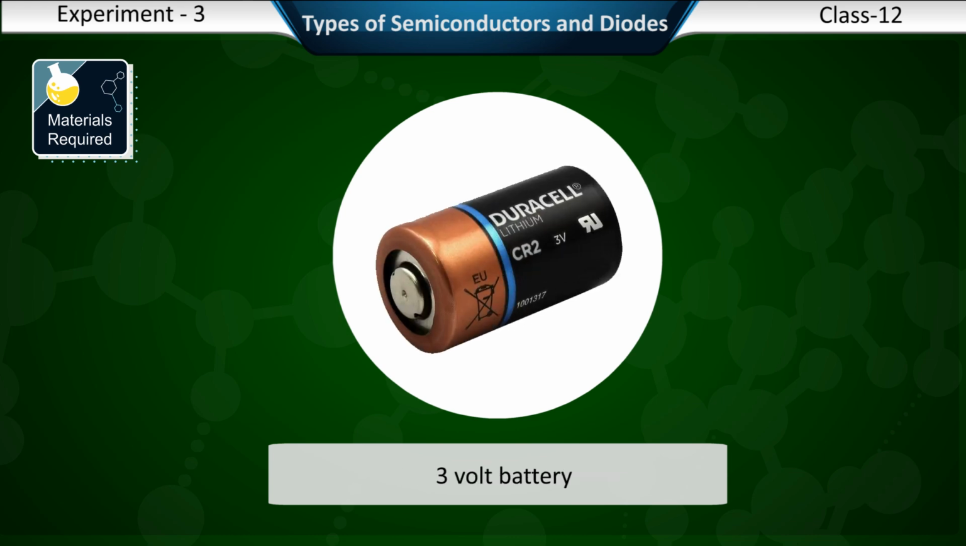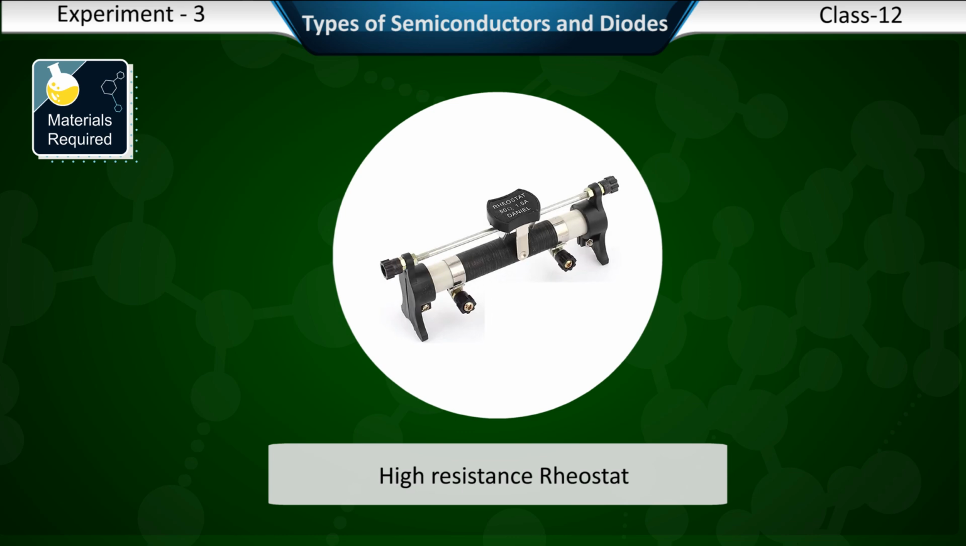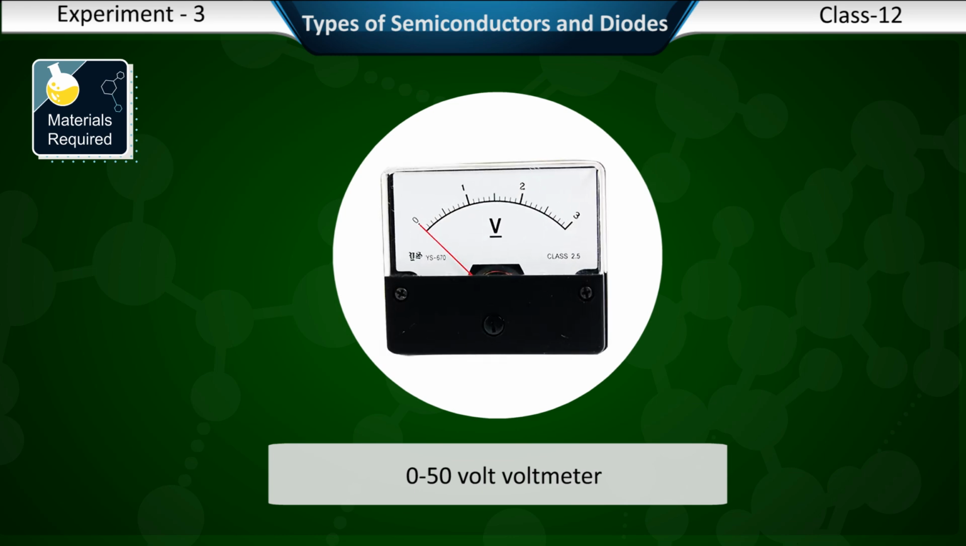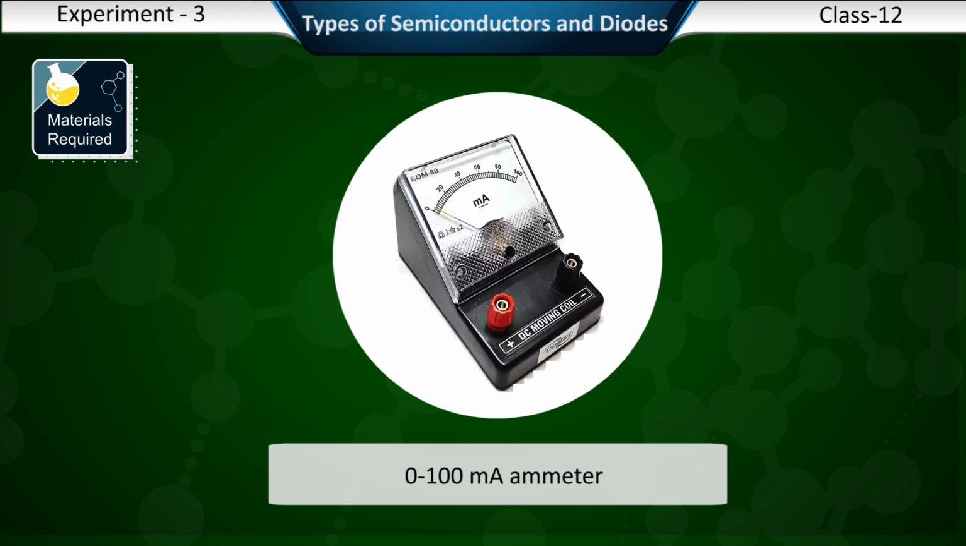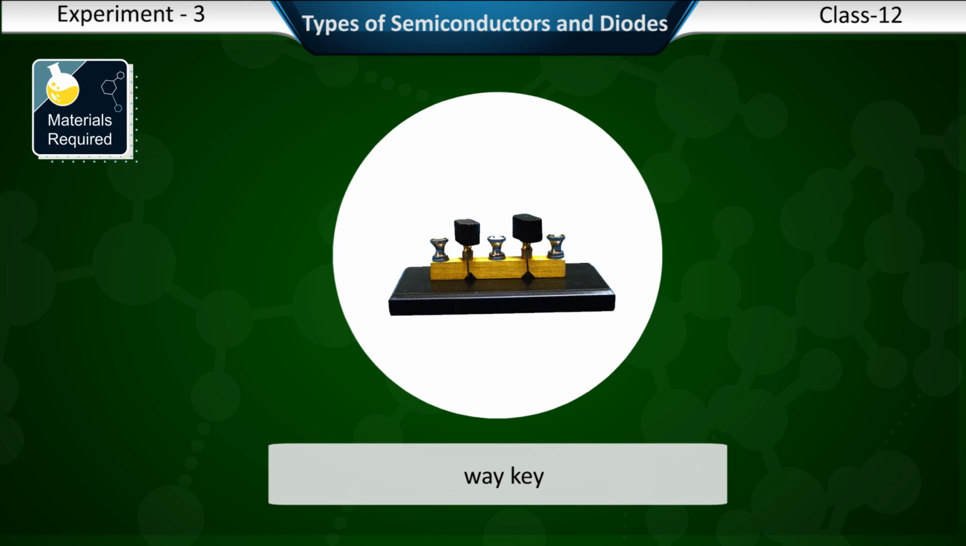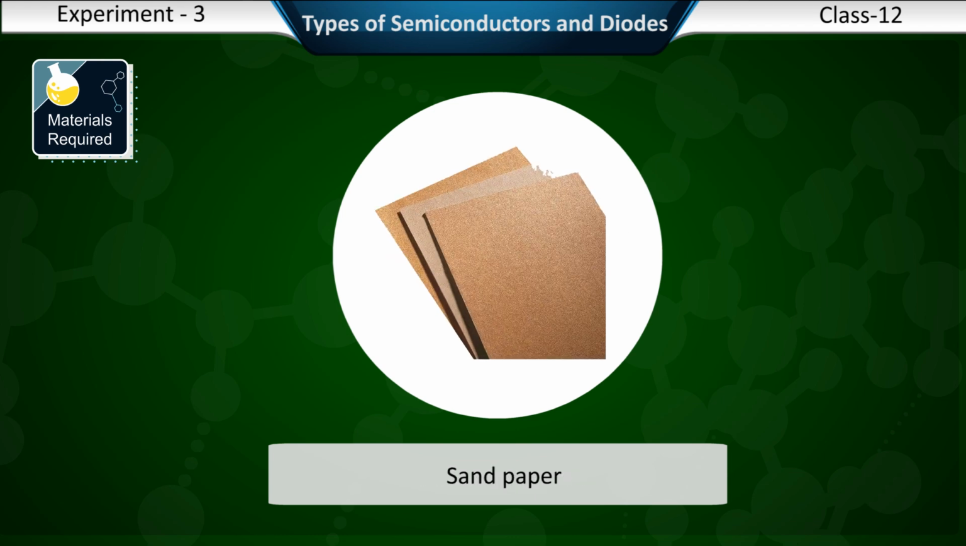A 3-volt battery, a 50-volt battery, a high-resistance rheostat, a 0 to 3-volt voltmeter, a 0 to 50-volt voltmeter, a 0 to 100 mA ammeter, a 0 to 100 µA ammeter, a one-way key, connecting wires, and pieces of sandpaper.